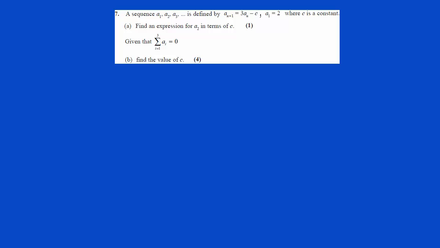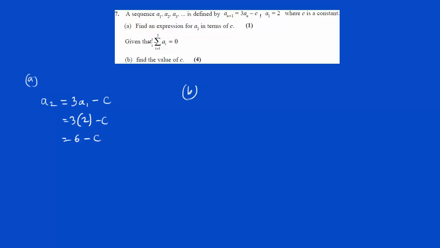So the first thing that we have to do is find a2, an expression for the second term. You see this n plus 1 represents the next term, and n represents the previous term. So if you plug in n equals 1, here it would be 1 plus 1, 2, that is a2, equals 3a1, because n equals 1, minus c. Now it is given that a1 equals 2. So that means 6 minus c. That is question A.